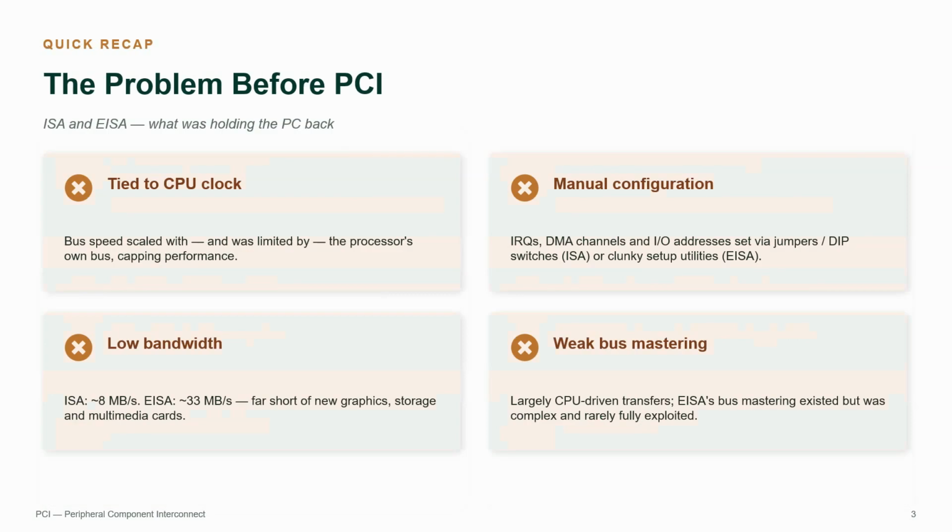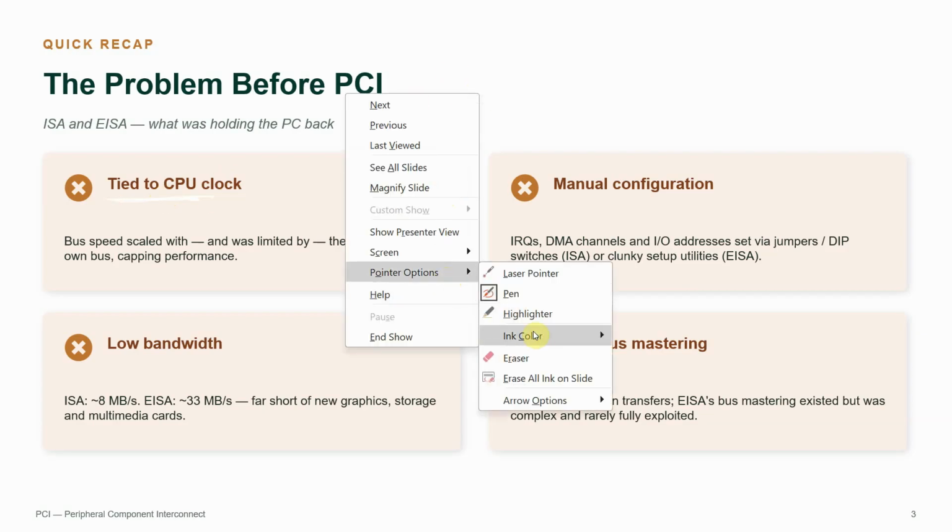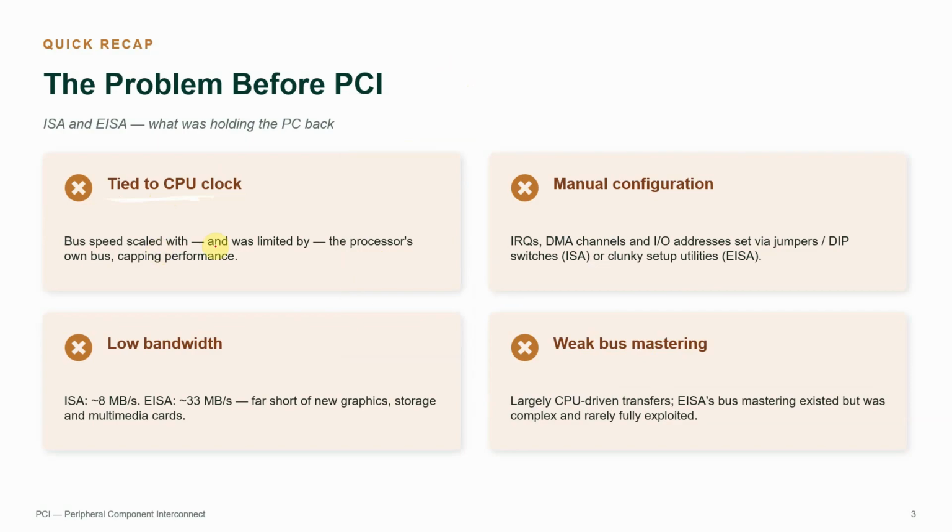Now, in our previous sessions, we have seen the issues which we were facing with ISA and EISA. The major issue was that both the bus and the processor were tied to the same clock. So bus speed scaled with and was limited by the processor's own bus, capping the performance. The second problem was manual configuration: interrupts, DMA channels and input output addresses were allocated via jumpers or dip switches. You need to manually check it, and we have already discussed that in our previous session.